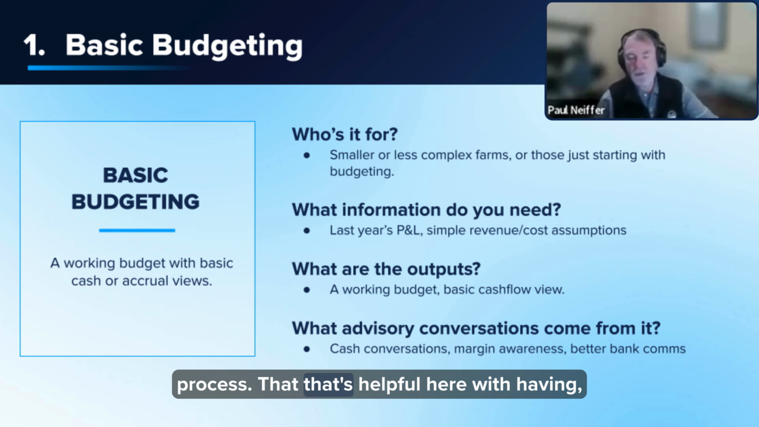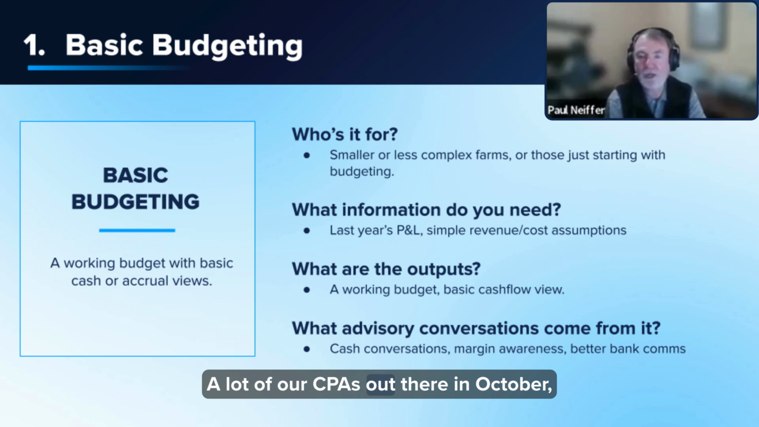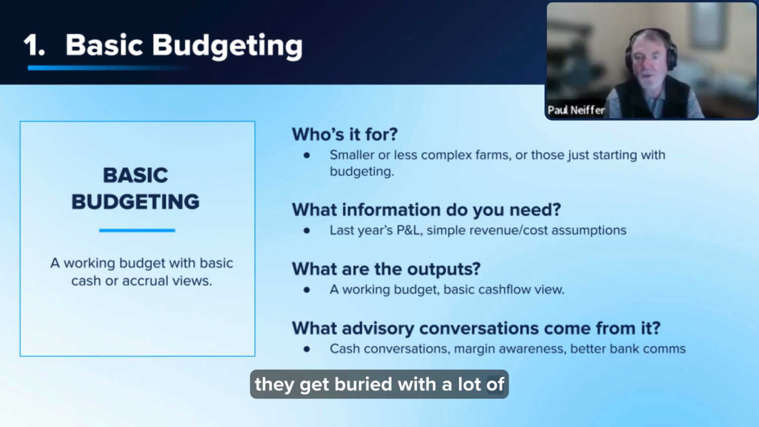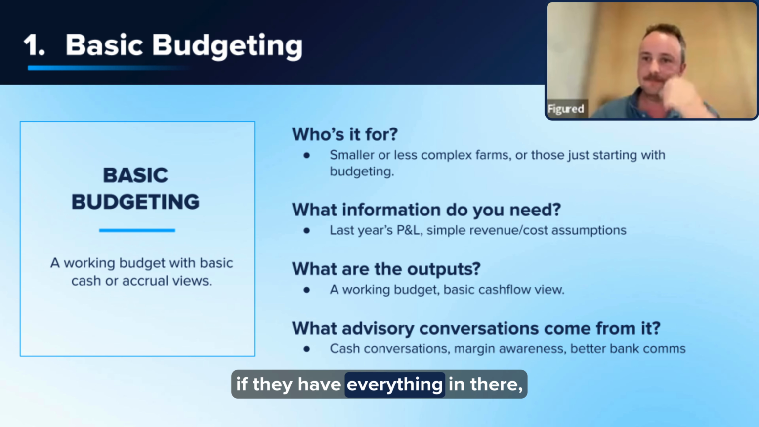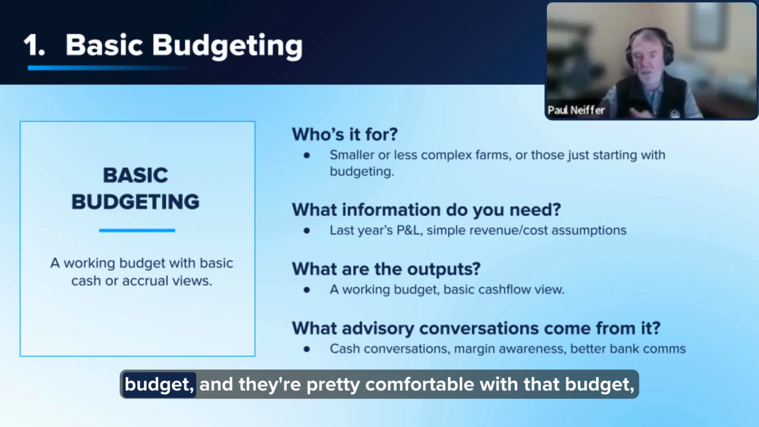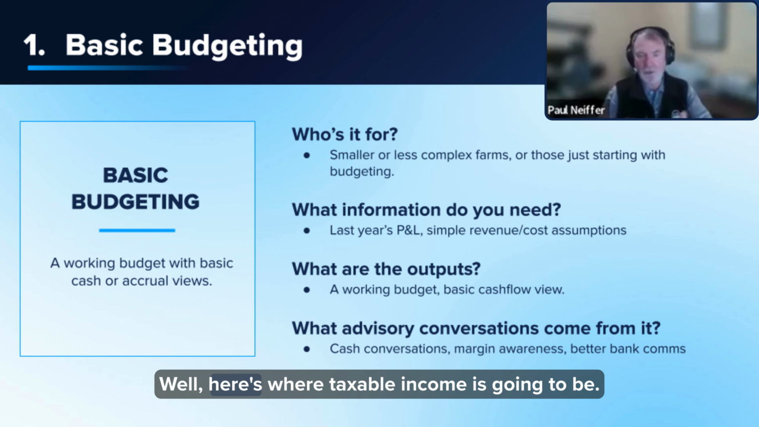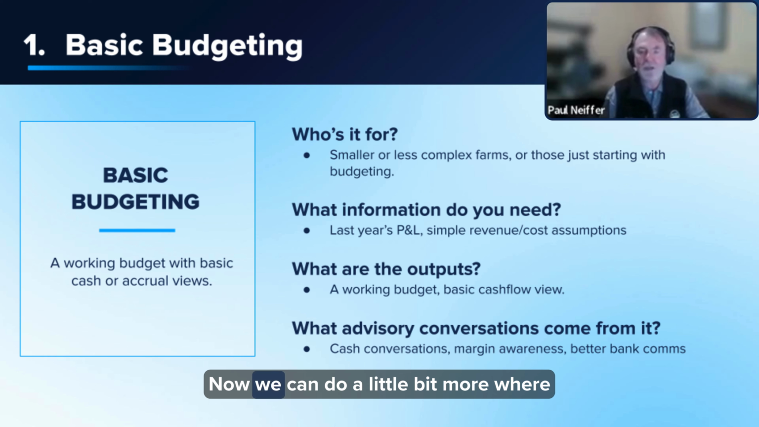Another process that's helpful here, with having, as you showed on the screen there, a good proactive budget, is it sort of leads into tax planning. A lot of our CPAs out there in October, November, December get buried with a lot of what-if tax planning. Well, if they have everything in there that's the actual plus the projected based on their budget, and they're pretty comfortable with that budget, that's going to tell you fairly quickly, here's where taxable income is going to be.